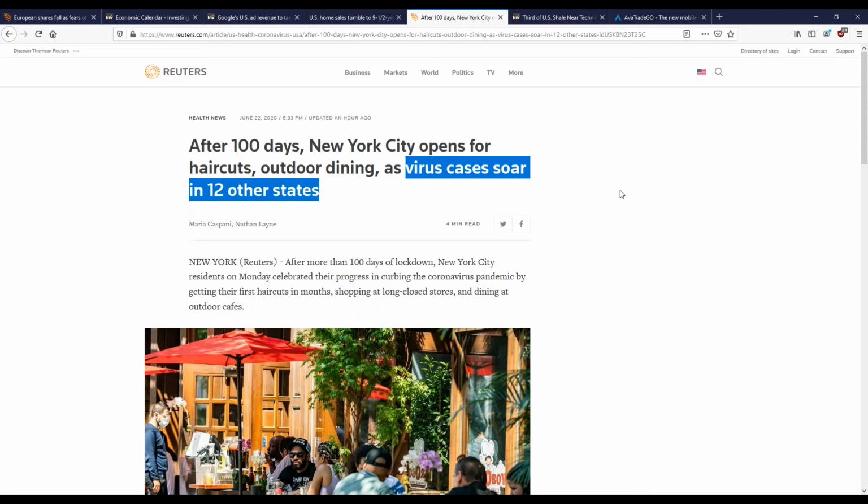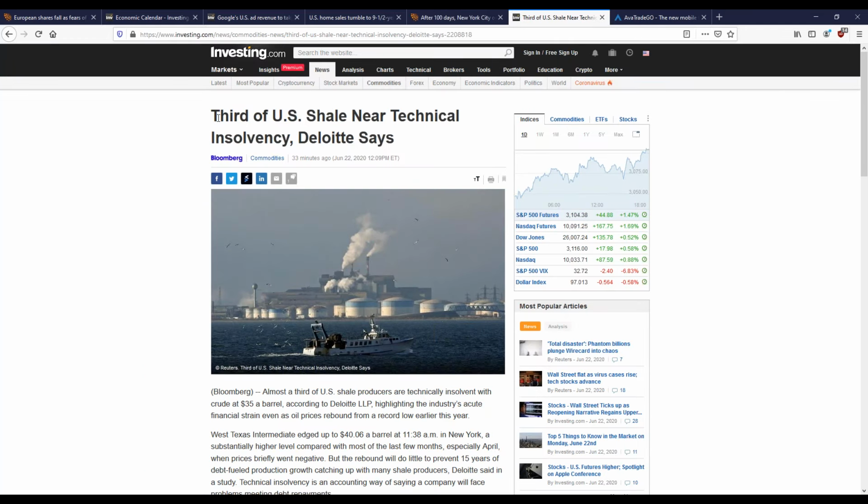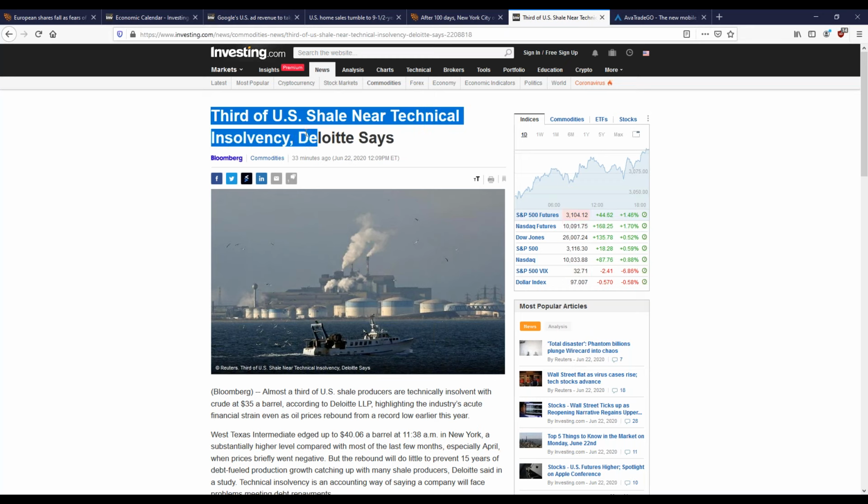So if economies have to start shutting down just as they're opening back up, that could serve as a stimulus to reverse all the climbing that's occurred recently in the equities, in the indices and the stocks. So it's starting to build like huge potential for maybe giving back some of what's been gained in the past weeks with some of these headlines. This is another negative headline. Third of U.S. shale near technical insolvency. Boy, that doesn't sound good.